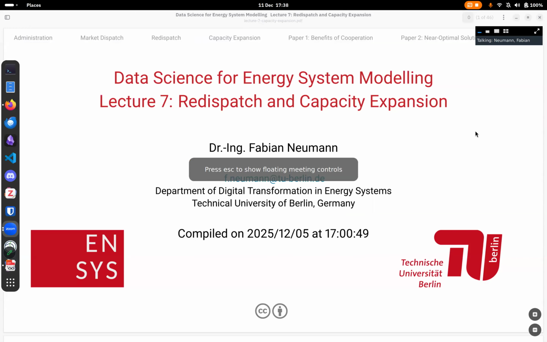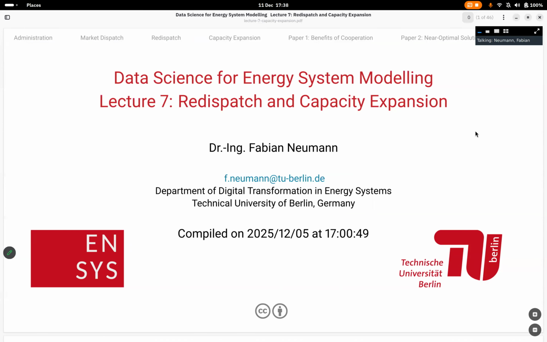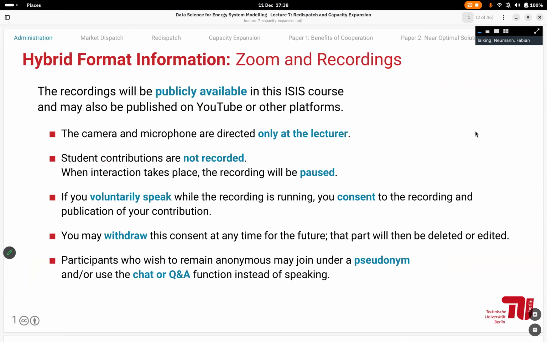Okay, then I would say we continue with the last block for this year. And as announced, we're going to look into capacity expansion models, where the capacities of the different components of the power system are no longer fixed, but variable, where investments in new components are a decision variable.